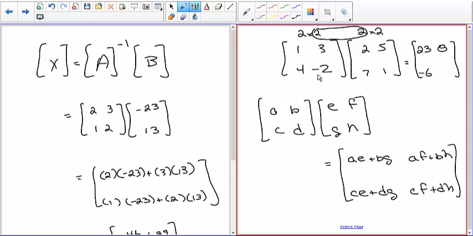And then finally, second row, second column. So it's this times that. So it's CF plus DH. So we get 4 times 5, which is 20, plus -2 times 1. So you get 20 minus 2 is 18. Okay, so that's a 2 by 2.